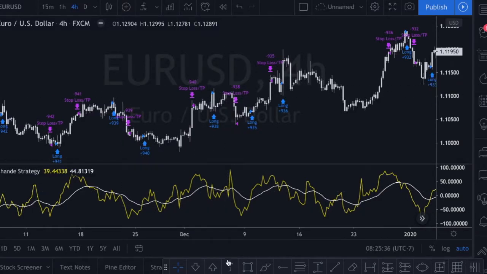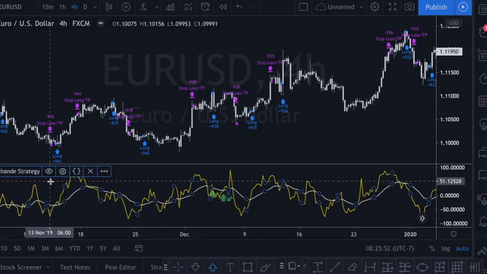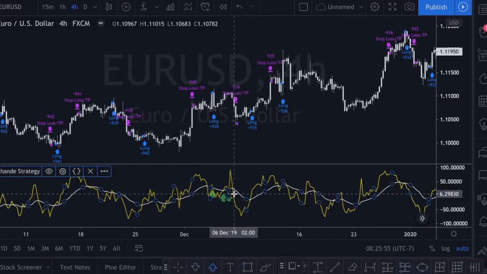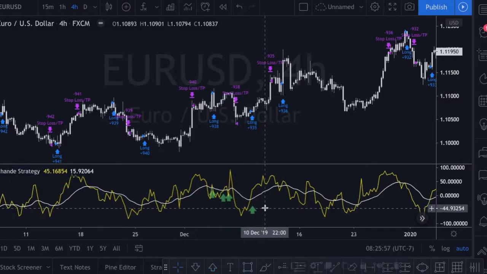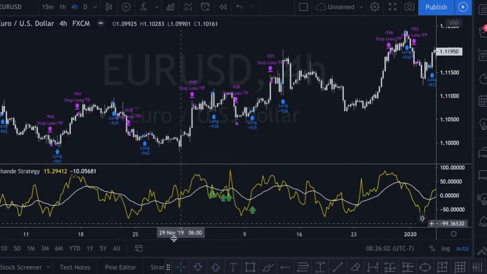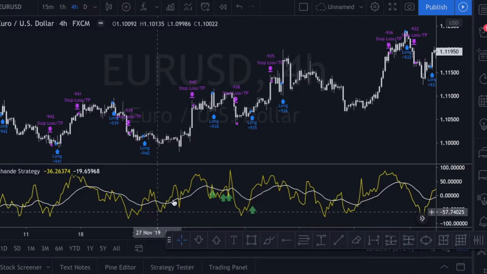All we're doing is taking a long position whenever the yellow line, which is the actual Chande oscillating line, crosses above the white line. So right there we'd be taking a long position. As you can see, there's a lot of noise with this indicator, at least in the default settings right now. So we're going to change that up a bit and figure out what the best settings to use are. So let me get rid of these arrows here.